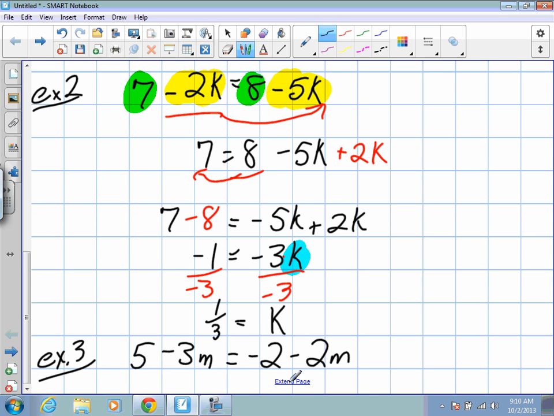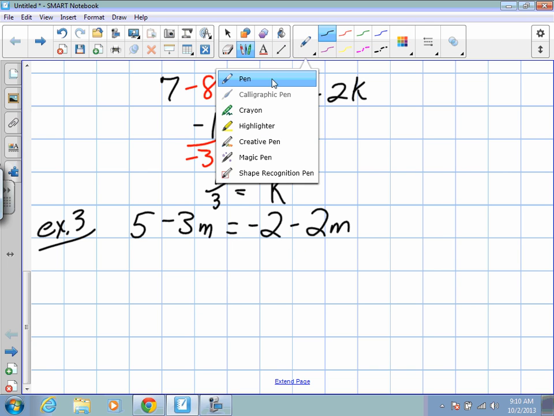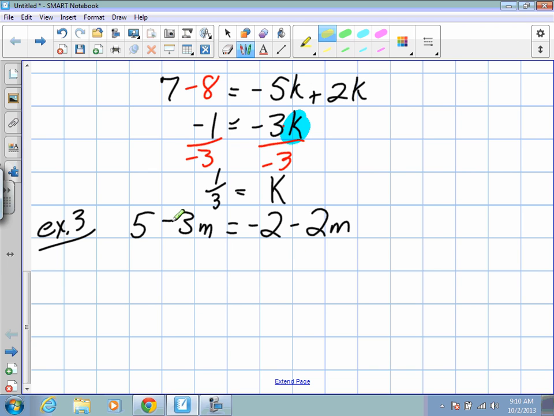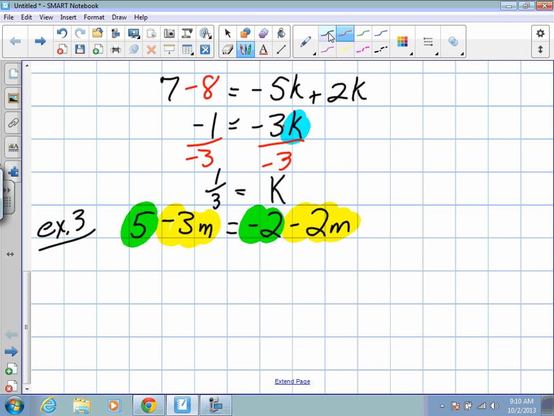Last one here. I'm going to do all shortcuts for this one. I'm going to go a little quicker again. My like terms are? Negative 3m and 2m. Negative 2m, great. And what are the other ones? 5 and negative 2. Great. I want to put the variables on the left. So what do I got to move to the left? Negative 3m is already on my left of the negative 2m. When I move it over, what does it become? Positive. Good. So we get 5 minus 3m plus 2m is equal to negative 2.